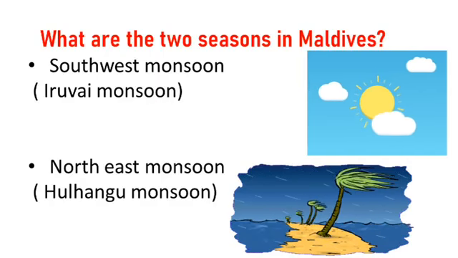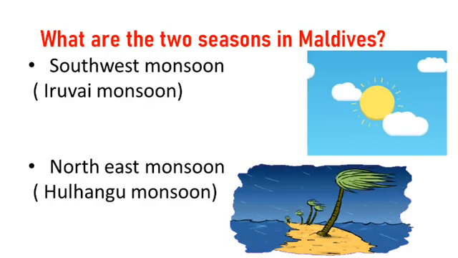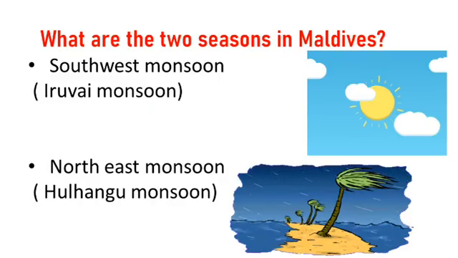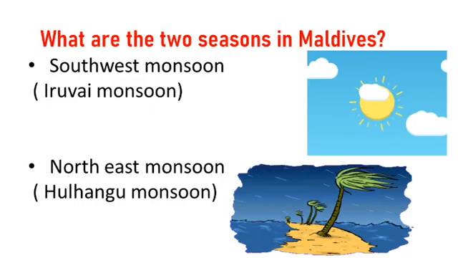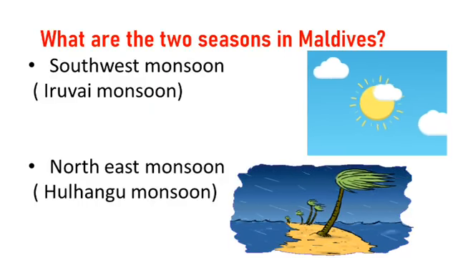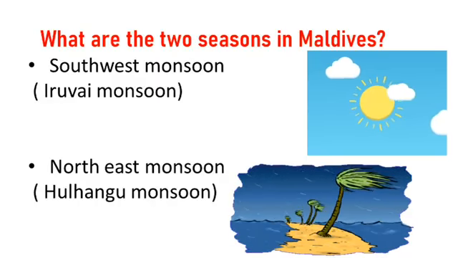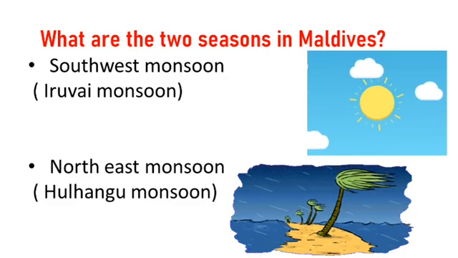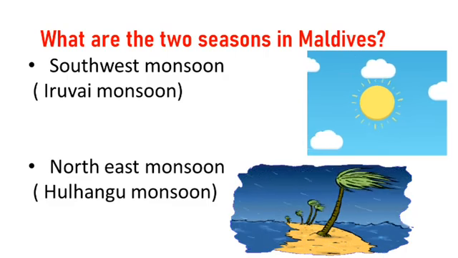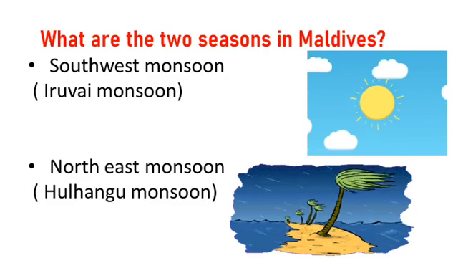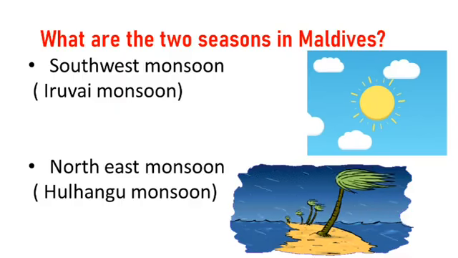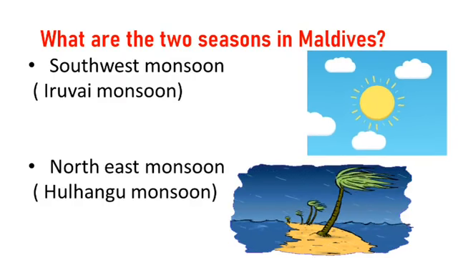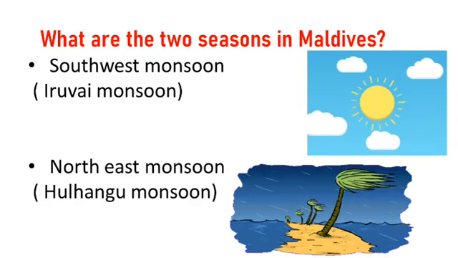What are the 2 seasons in Maldives? Now we have learned about the seasons in Maldives in our class, right? The 2 seasons are southwest monsoon, it is the Iruva monsoon, and the second one is the northeast monsoon, Hulhangu monsoon. Southwest monsoon is the dry season and the northeast monsoon is the wet season.